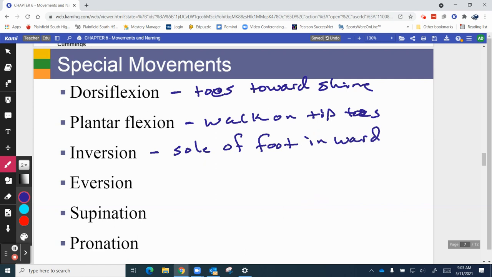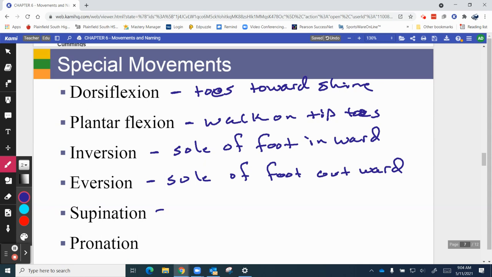All right, inversion is turning the sole of the foot inward. Right? Most people, when they sprain their ankle, they do an inversion ankle sprain. So they step on somebody's foot and they roll their ankle. So the sole of their foot goes to the inside. Eversion would be the opposite. All right. Most people who have flat feet are everters because they walk on the medial part of their feet.